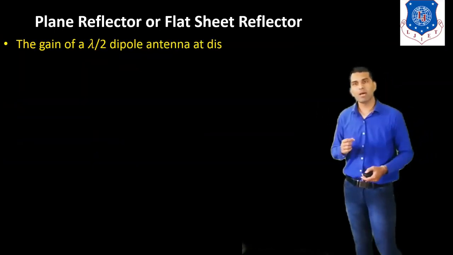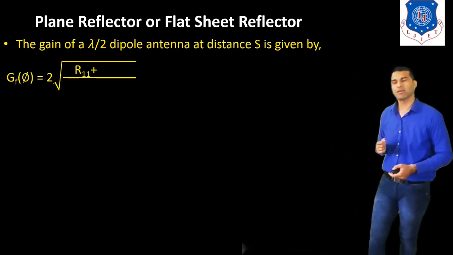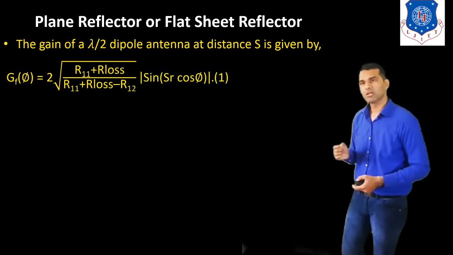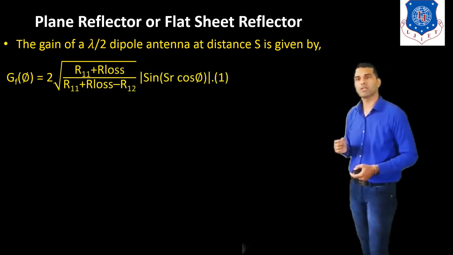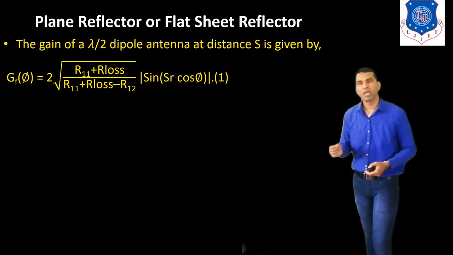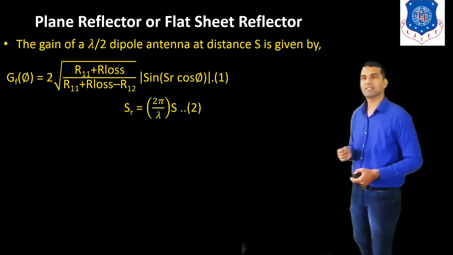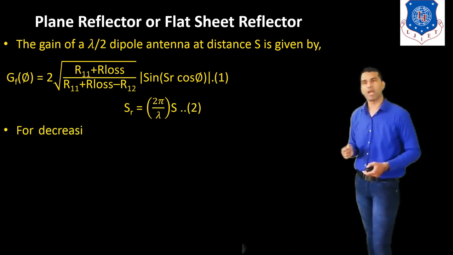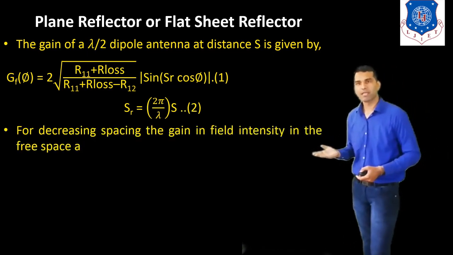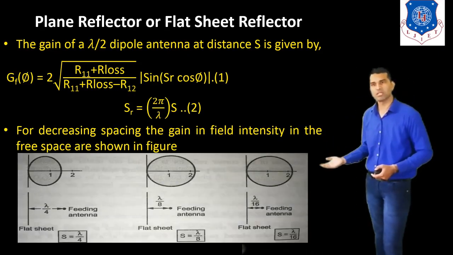The gain of a lambda by 2 dipole antenna at a distance S is given by G equals 2 under root of R11 plus R loss minus R12, into sin SR cos phi. Here SR is nothing but 2 pi by lambda into S. Now, for decreasing the spacing, the gain in the field intensity in free space is shown in this figure.